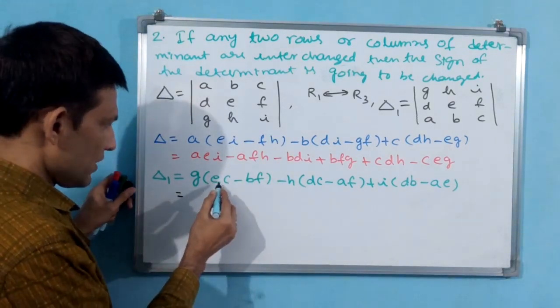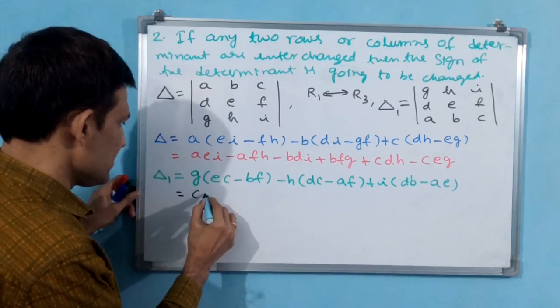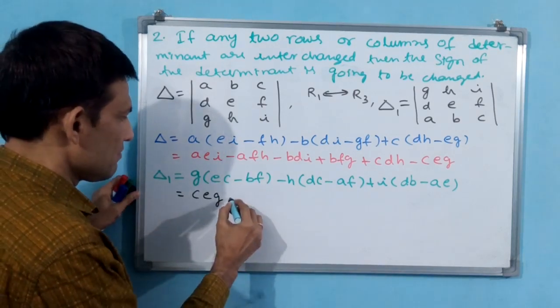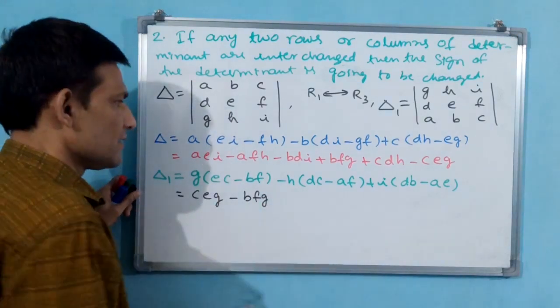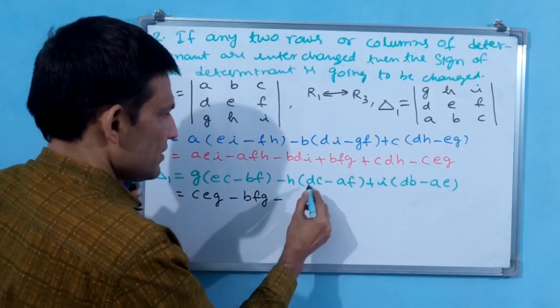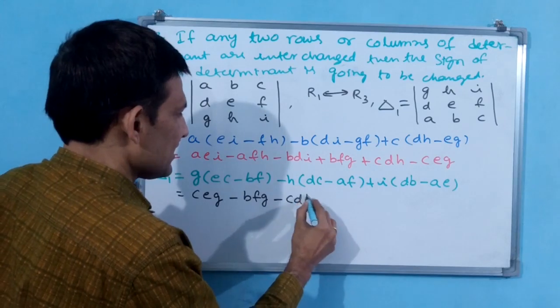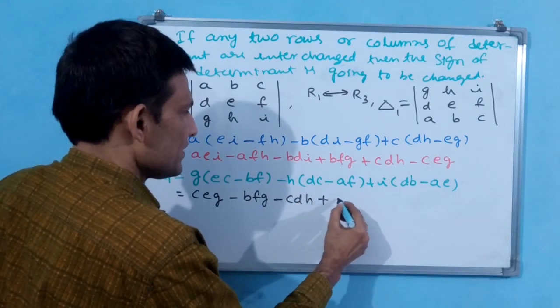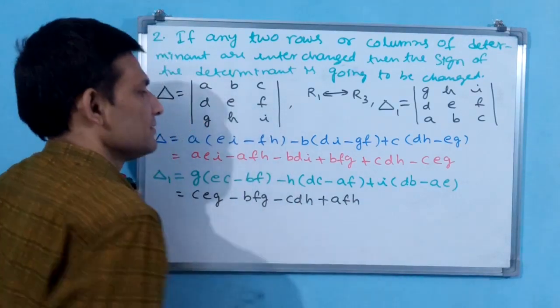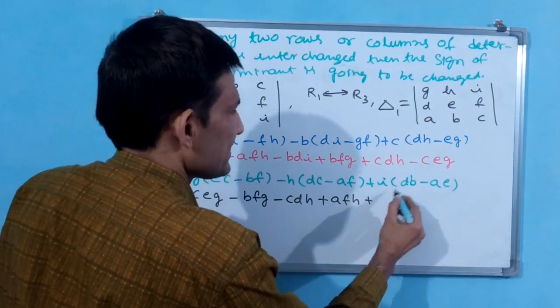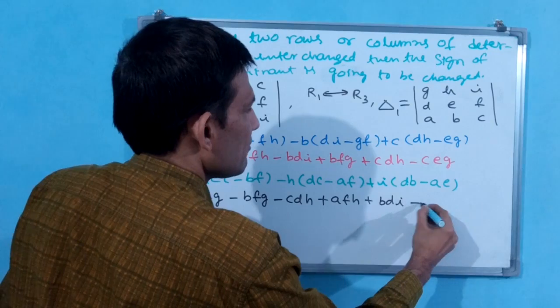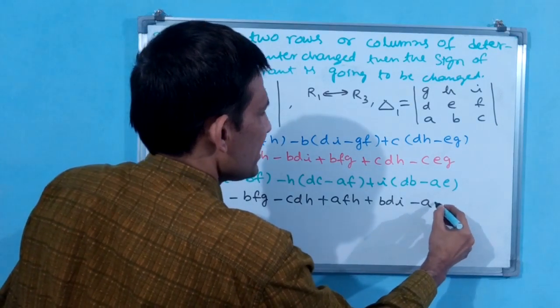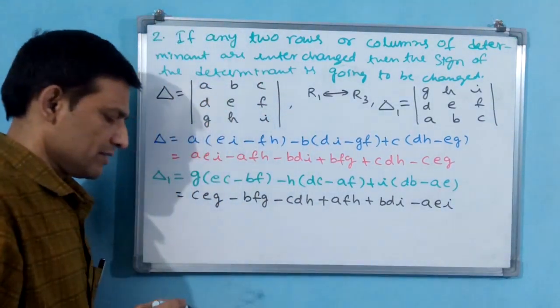You see, I will write CEG minus BFG, minus CDH, plus AFH, plus BDI, minus AEI. Is it okay? Okay.